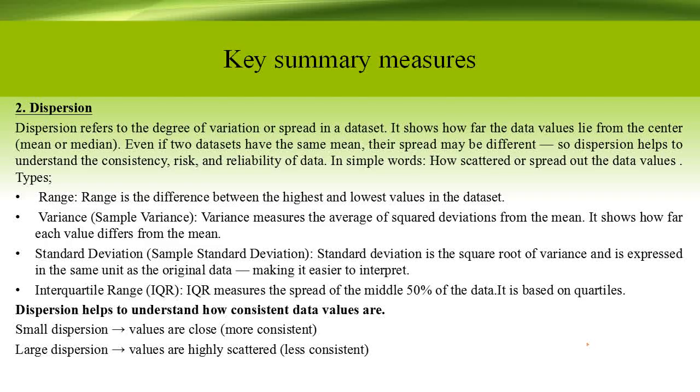Interquartile range, IQR. IQR measures the spread of the middle 50% of the data. It is based on quartiles. Dispersion helps to understand how consistent data values are. Small dispersion, values are close, more consistent. Large dispersion, values are highly scattered, less consistent.